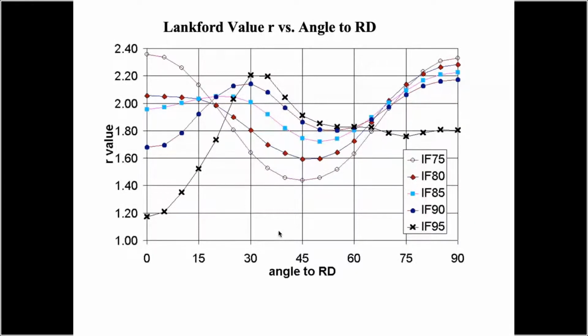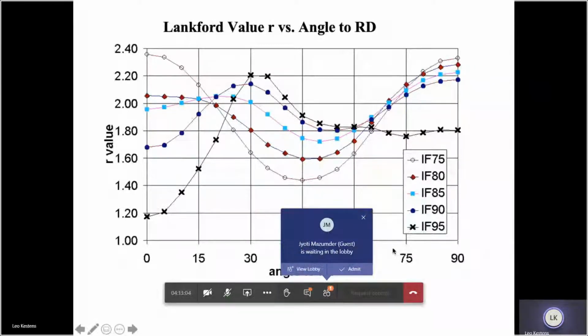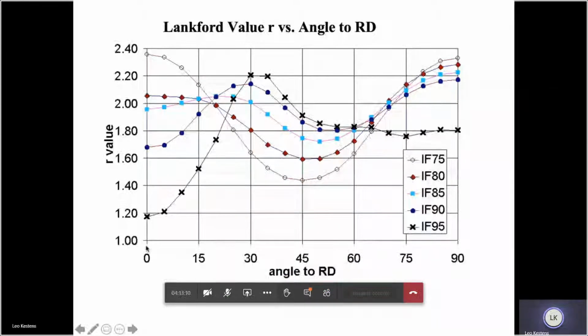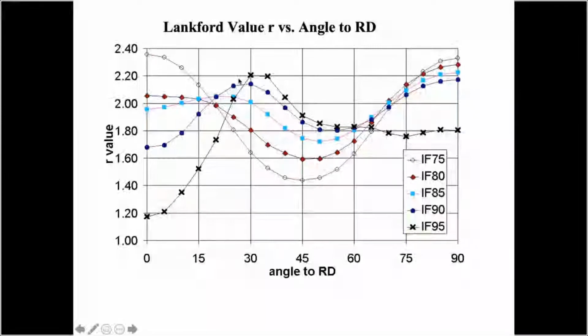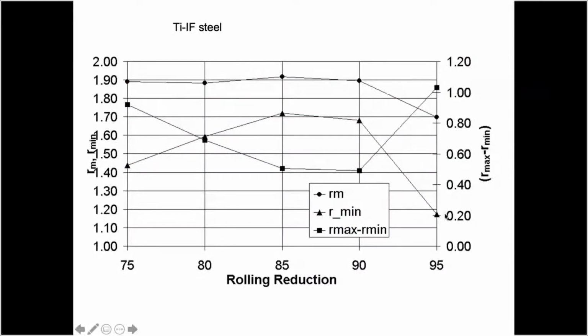So, you see that depending on the amount of rolling, the R value profile, this is the R value measured on different tensile test samples that enclose different angles with respect to the rolling direction, going from 0 to 90 degrees, is different. And you have different profiles, and this is quite important for the application of the steel. So by controlling the rolling reduction, you can in fact control the texture and thereby the R value profile. This was an example that I gave you, typical from industry.